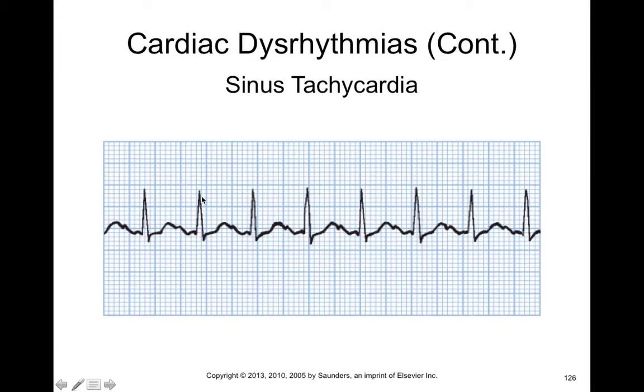And what we find then is that it's about 2 large squares between each peak. So 300 divided by 2 is 150. So there's 150 beats per minute approximately, just based off this ECG strip. And that would be defined as sinus tachycardia.